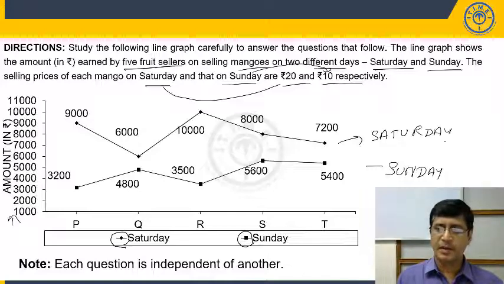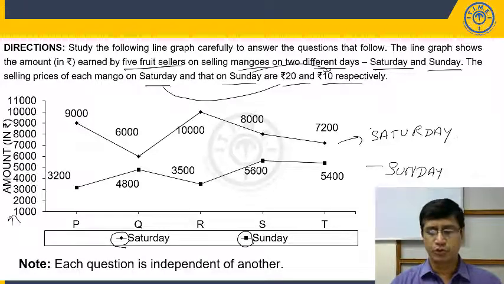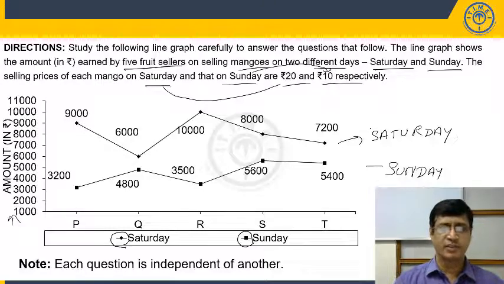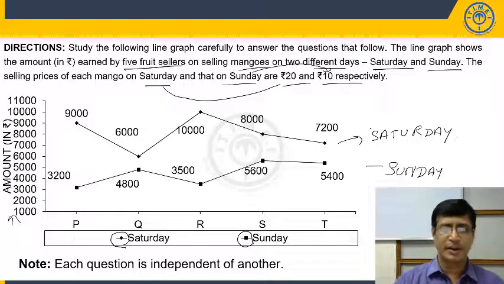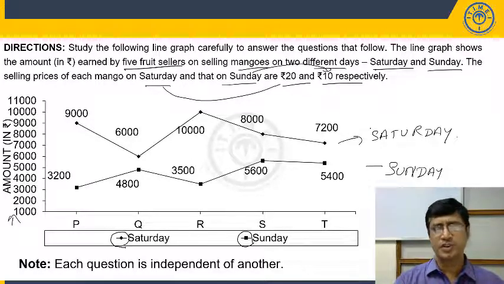Am I clear? Saturday and Sunday, the values are Saturday 9,000, 6,000, 10,000 and so on. Sunday 3,200, 4,800, 3,500 and so on. Am I clear? And footnote is given.